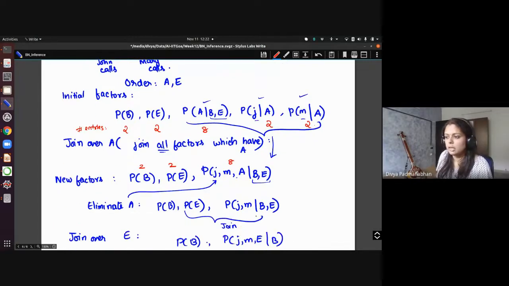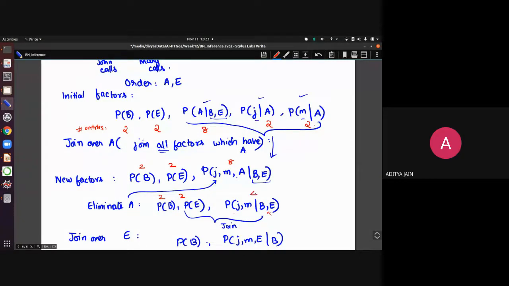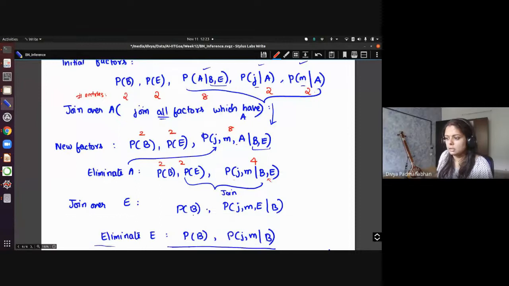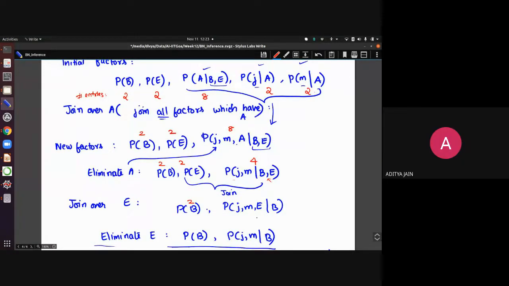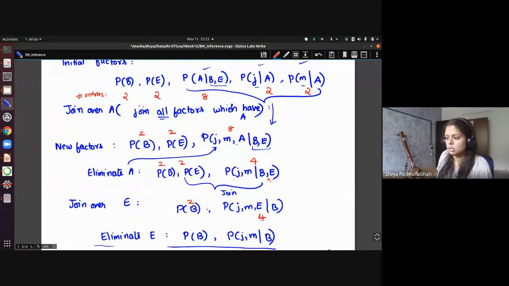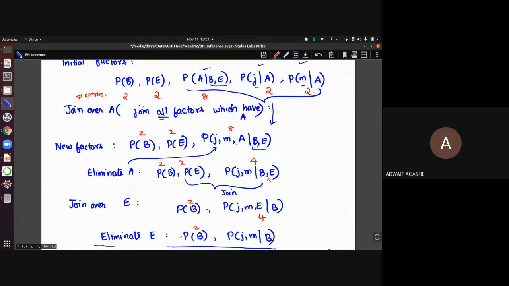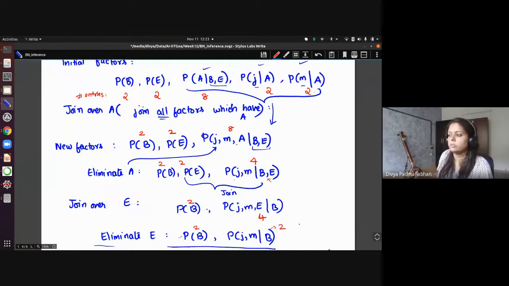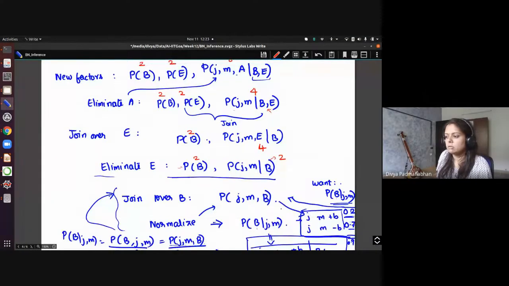Okay, and so when you do an eliminate, what happens? How many entries will be there in this factor? 4. And so this is 2, and now 4, so this is also 4. And when you come to this part, 2 and 2. This is also 2, right? Okay, and going forward, everything has just 2 entries.